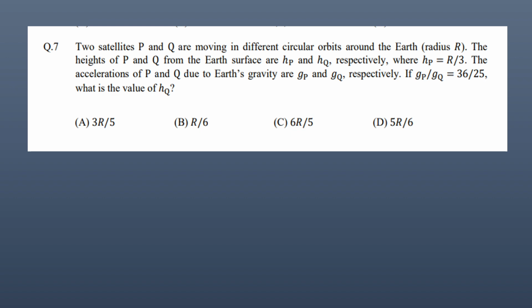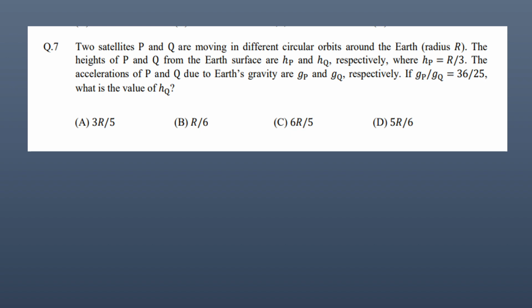This question appeared in JEE Advanced 2023 in the Physics Single Correct section in the first paper of the JEE Advanced exam. It is from Gravitation, and I will read out the question first for you.